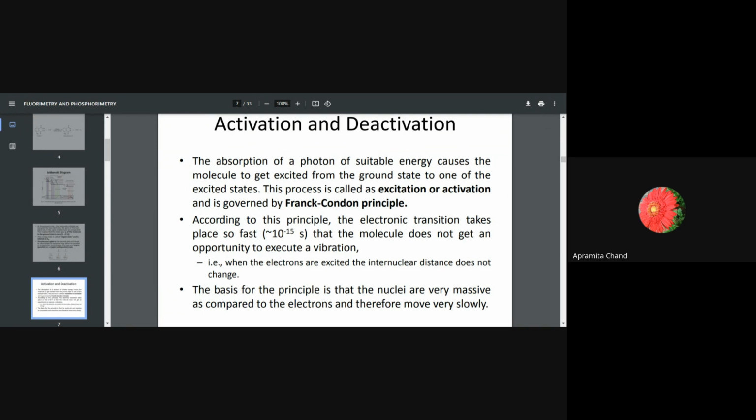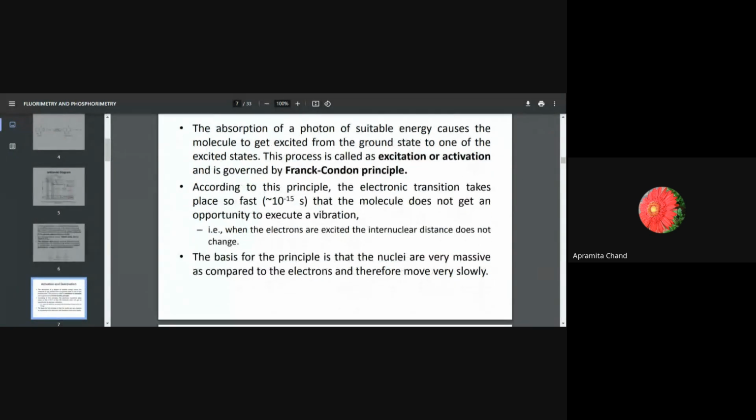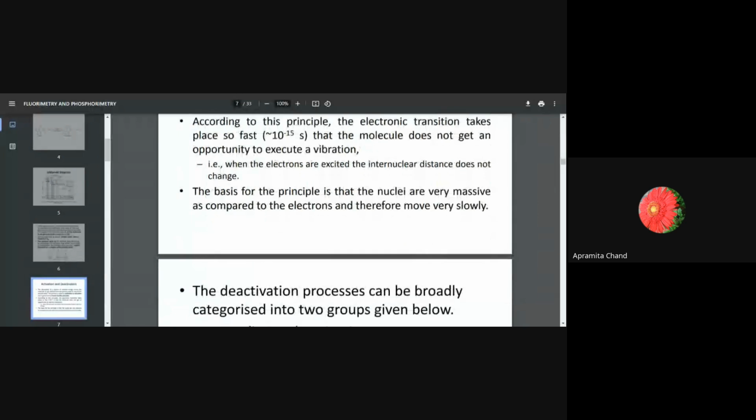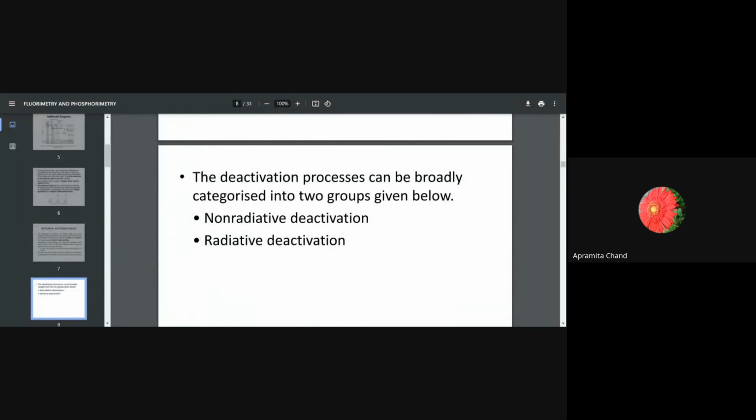This is governed by the Franck-Condon principle, which means that the electronic transition takes place so fast that the molecule does not even vibrate, because the nuclei move very slowly because of their masses, in comparison to electrons. Now, how does this kind of activation get deactivated? They can be categorized into two groups. One is non-radiative deactivation, another is radiative deactivation, which means that when the molecule comes back from the excited state to the ground state, it can either emit radiation or it cannot emit radiation.